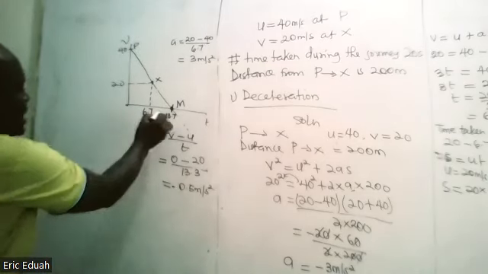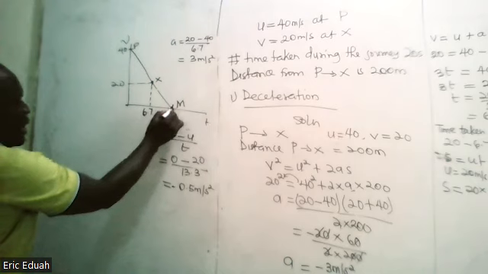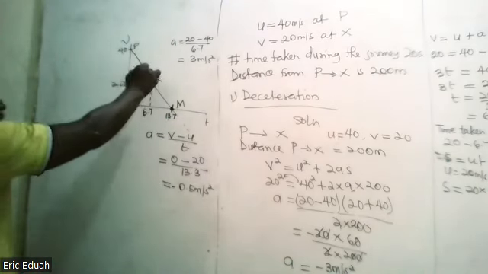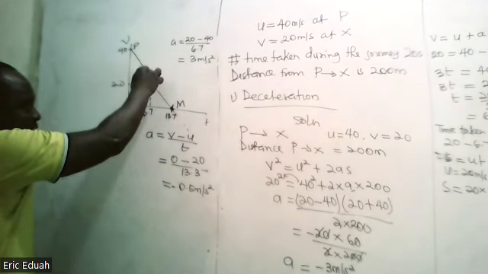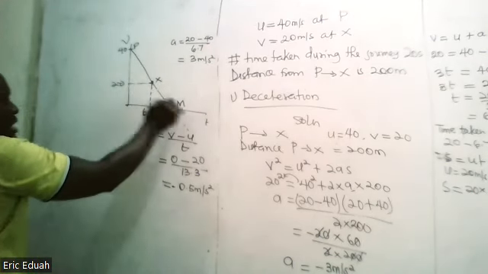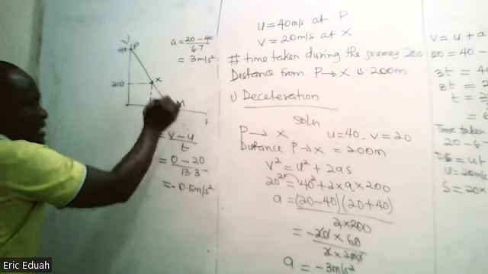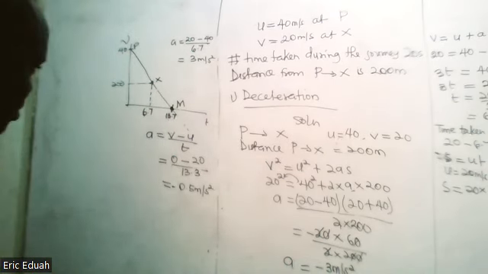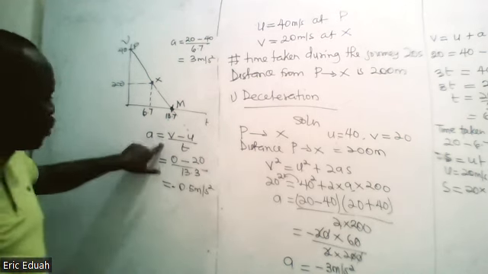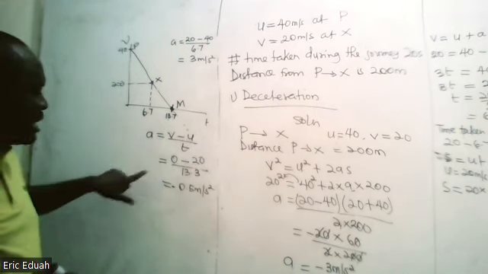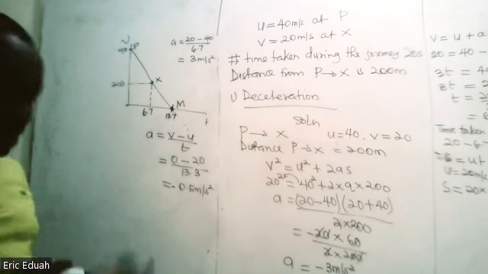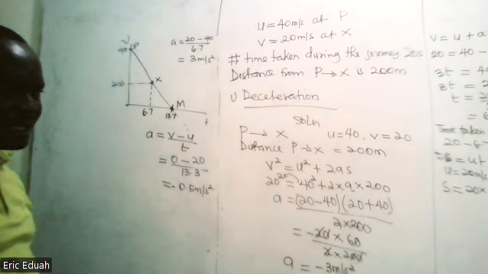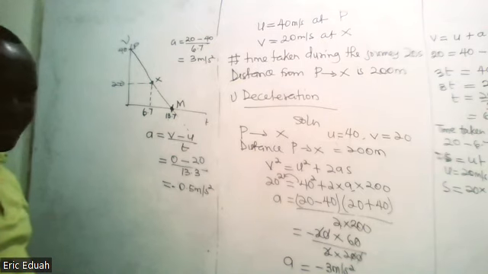You see, we have the time from x to m, 13.7. Then the initial velocity at x is 20. The final velocity at m is 0 because the motion has come to a stop. So having u, v, and t, can't you calculate for the acceleration between x to m? Can't we do that? We can.